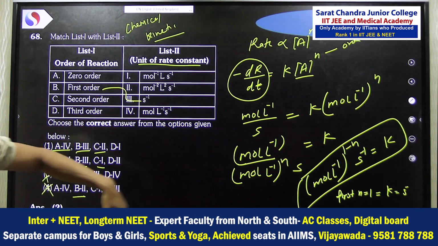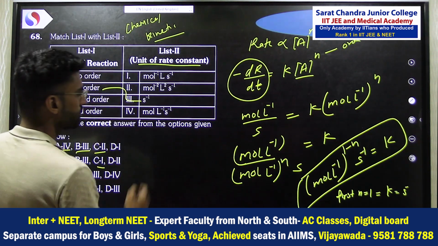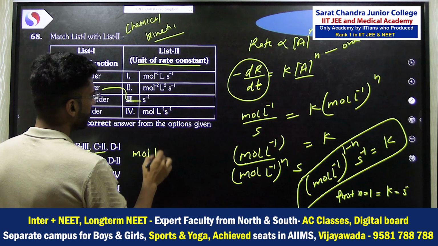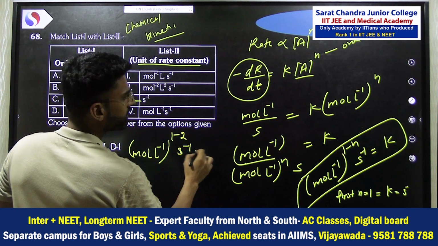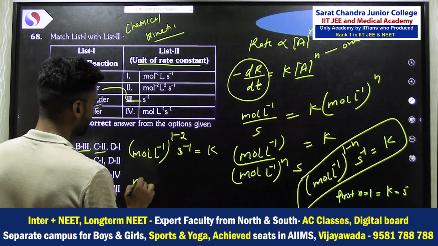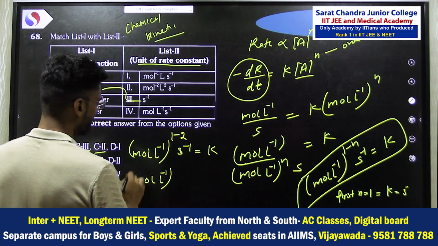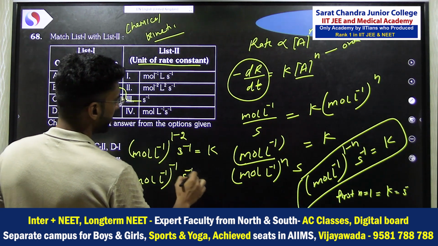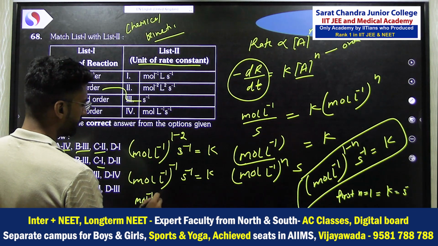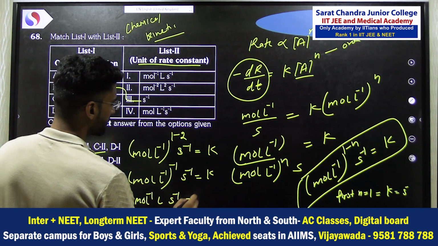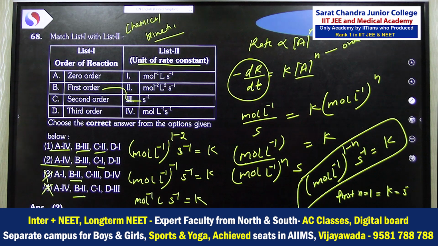C is the second order reaction. Put the value of n equals 2. So this is moles per liter power 1 minus 2, second inverse, equals K. So it will be moles per liter power minus 1, second inverse, equals K. So this is mole inverse liter, second inverse K. So which option is correct? Option number 2 is correct. Option number 1 is wrong.